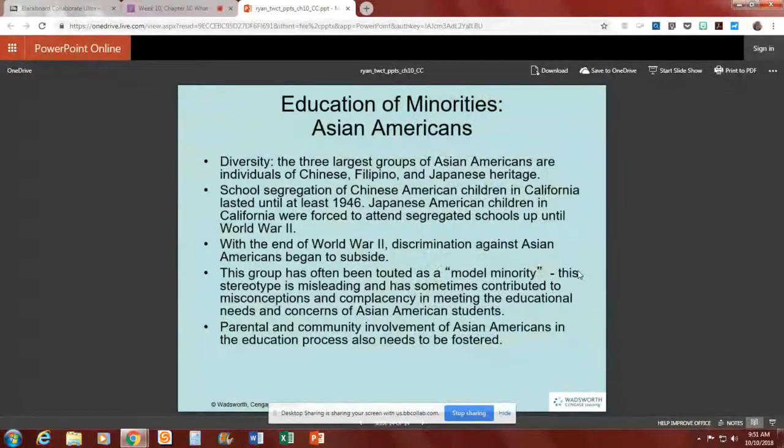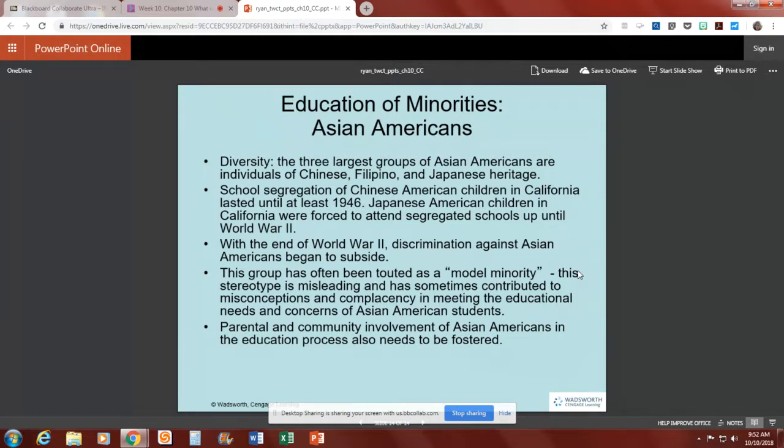Okay. Our last slide, we're going to look at the education of Asian Americans. Within this group there is diversity, of course, as with all groups, but especially with this group, because the three largest groups of Asian Americans are individuals of Chinese, Filipino, and Japanese heritage. So very different areas of the world from where their heritage is coming.